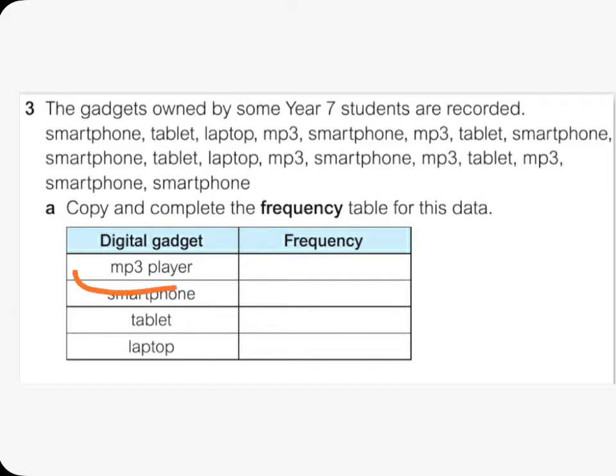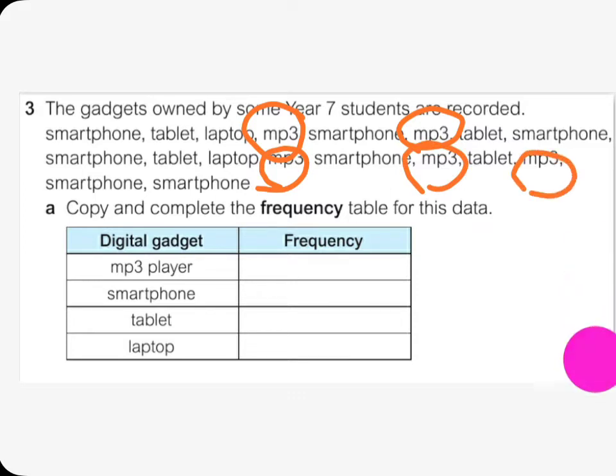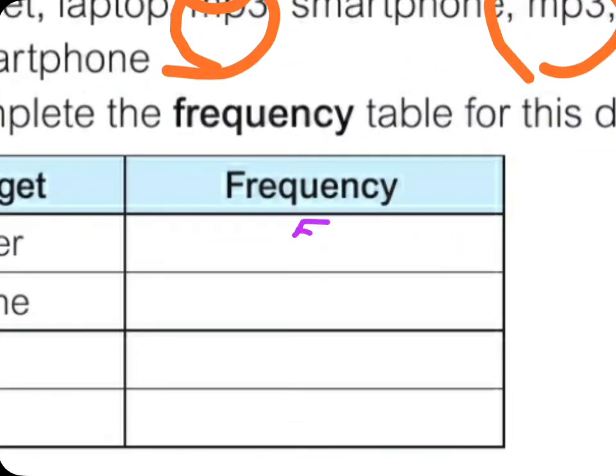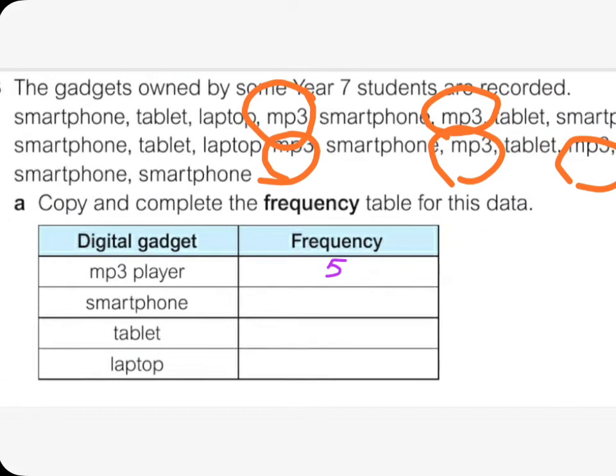First, we take a look at the MP3 player. How many times is it written in this data? Let's count the MP3 player. We have 1. Let's make a circle. Yes. We have 2. We have 3, 4, and 5. So because we have 5 of them, we come to the frequency part and we write 5. And this is the frequency of MP3.